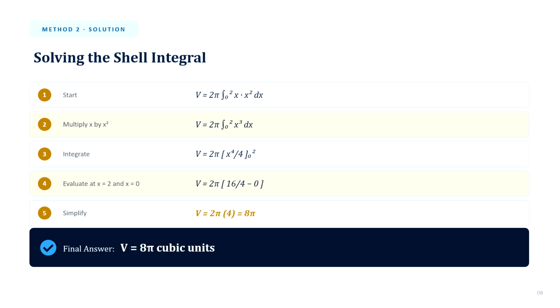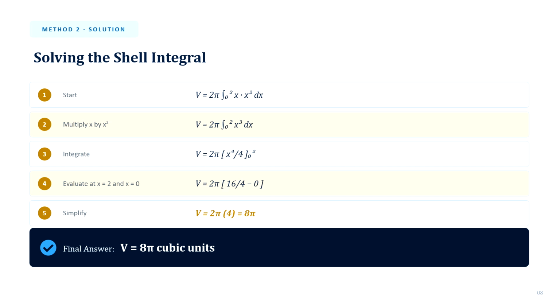Then we're multiplying x by x squared. For method 2, we're multiplying x by x squared, which gives us x cubed. So we need the integral of x cubed from 0 to 2. The antiderivative is x to the fourth over 4.